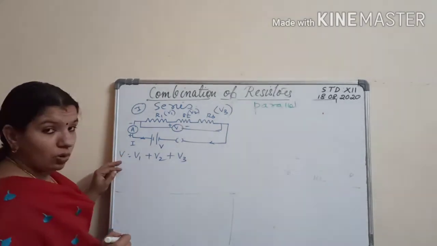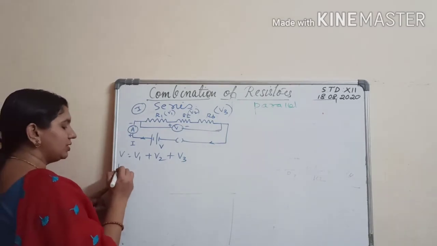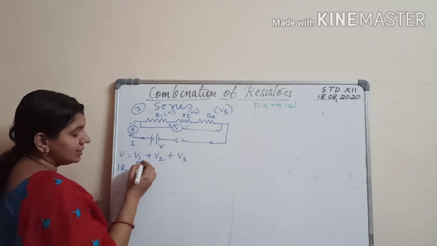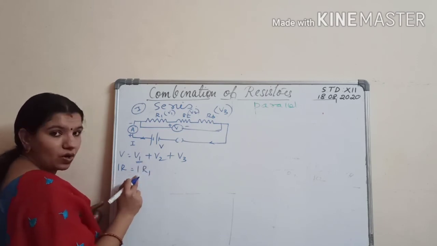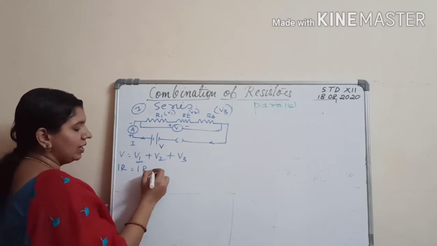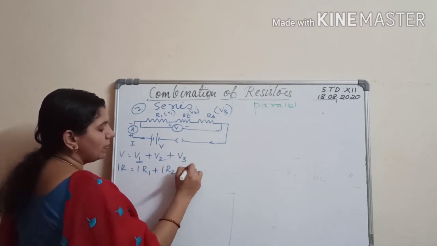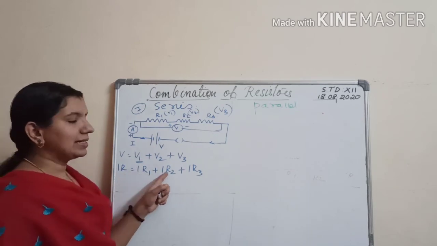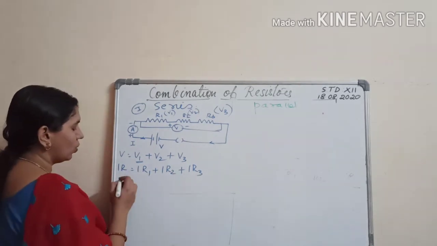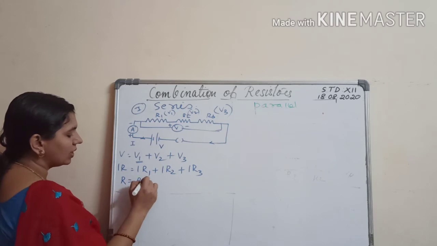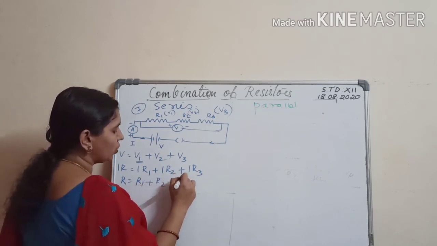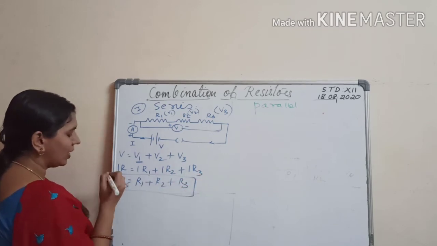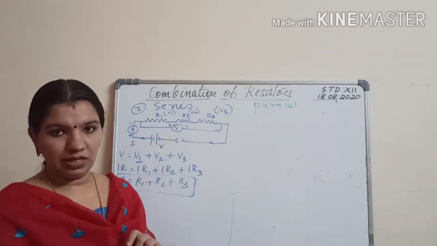Understand? By Ohm's law, V equal to I into R, right? Here I can write I R1, because I is a constant. So I R1 plus I R2 plus I R3. Clear? So I will get cancelled on both sides. So the final expression is R equal to R1 plus R2 plus R3. This is the effective resistance when the resistors are connected in series.